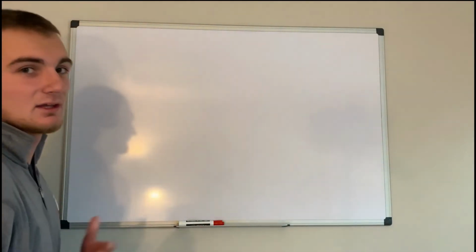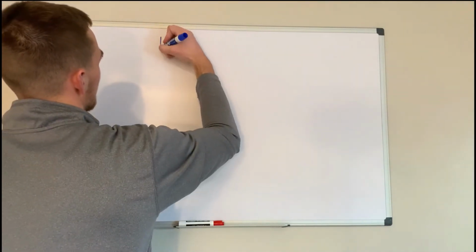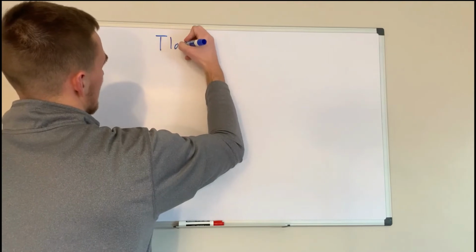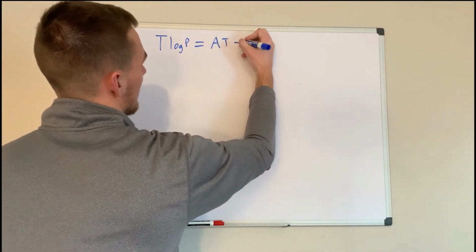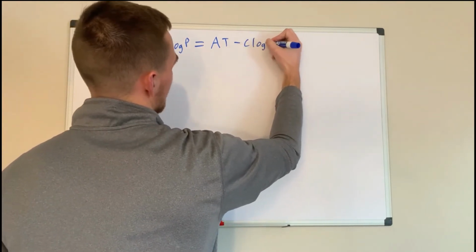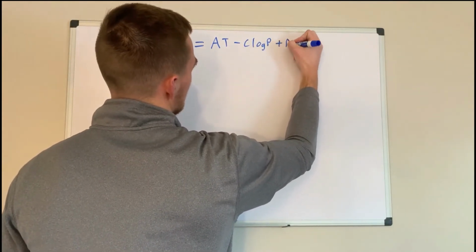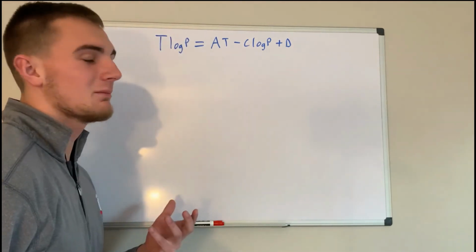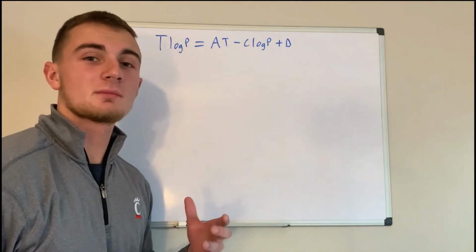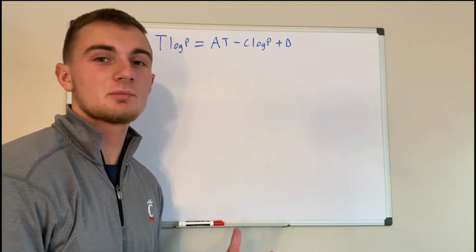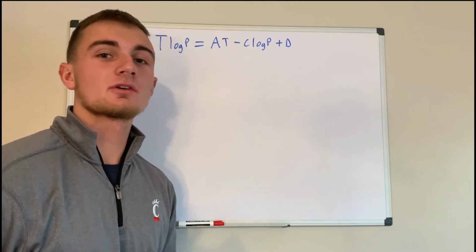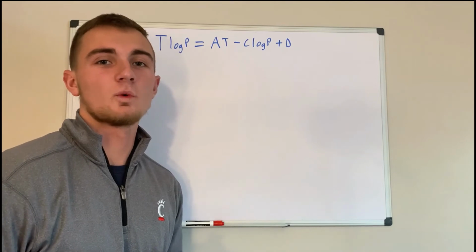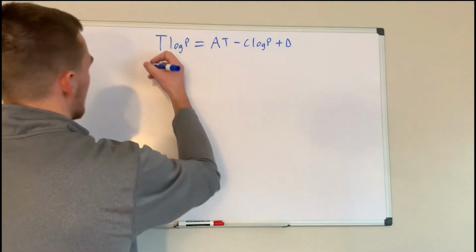So I will go ahead and rewrite the equation that we were just left with. So T log of P equals AT minus C log of P plus D. Now, our design matrix will consist of our experimental data values for both our temperature and the log of our pressure values, and our third column will just be a column of 1s. So it'll look something like this.